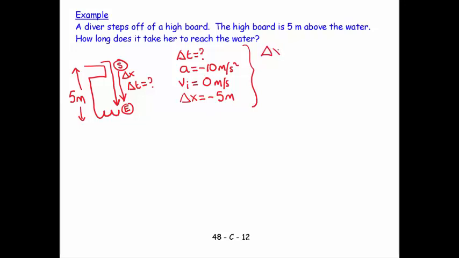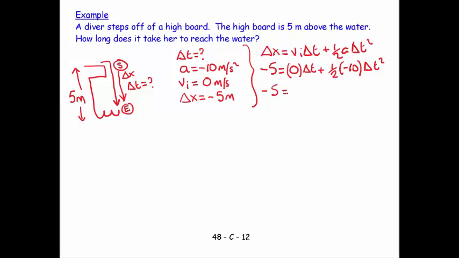Let's have a look. Delta x is equal to vi delta t plus 1/2 a delta t squared. So minus 5 is equal to 0 times delta t plus 1/2 times minus 10 times delta t squared. So minus 5 is equal to minus 5 delta t squared. Delta t squared is equal to minus 5 over minus 5, which equals plus 1. Delta t is equal to the square root of 1, which equals plus or minus 1.